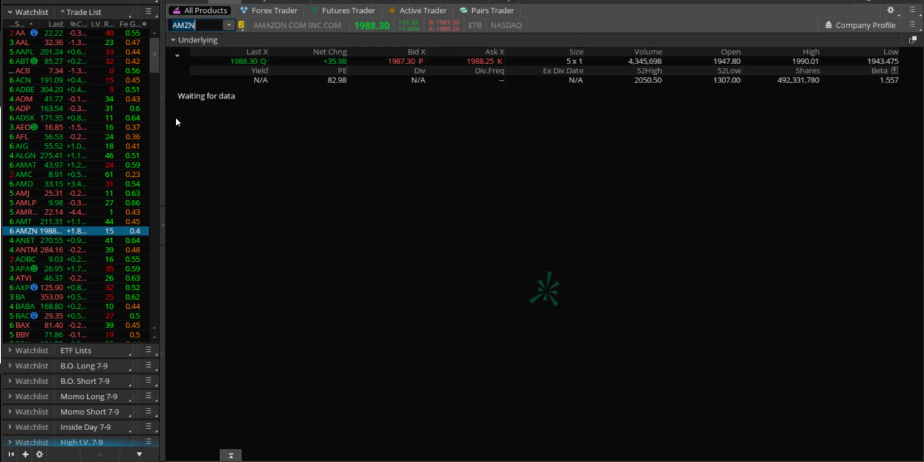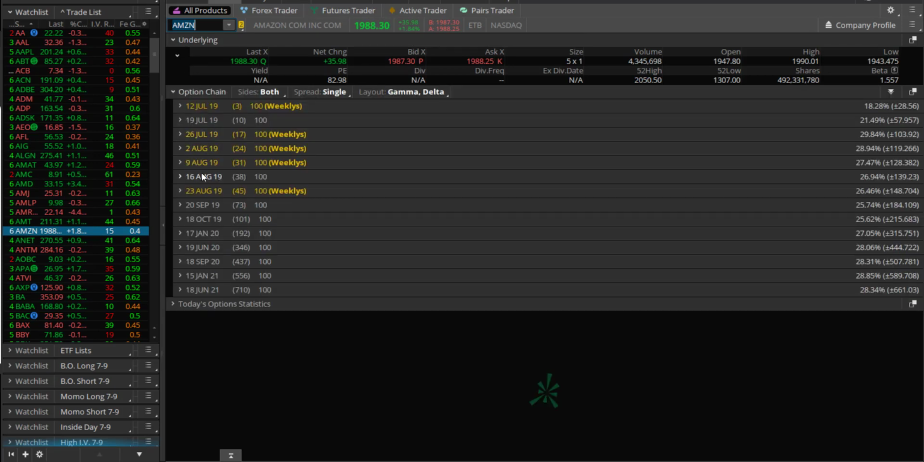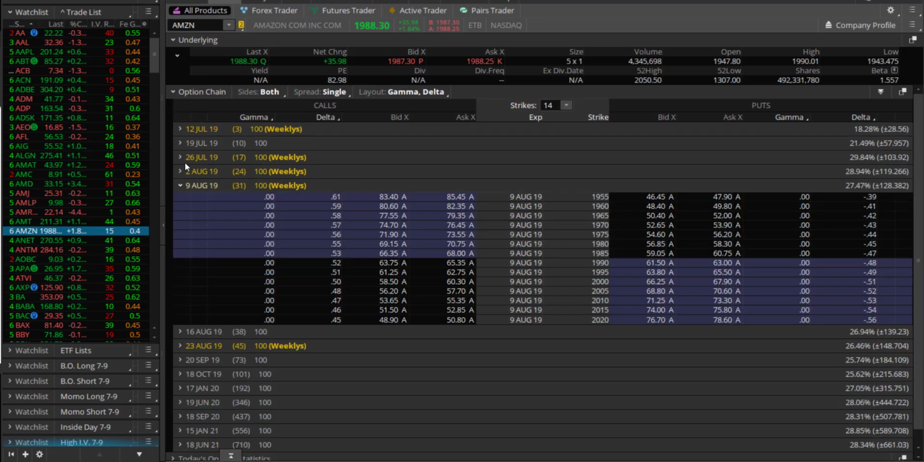When we go to Amazon, in the same 30 days, we're looking at a $128 expected move in Amazon in the next 31 days. So depending on the market that you're trading and the time frame that you're trading in, you can get some really big distance out of the marketplace.